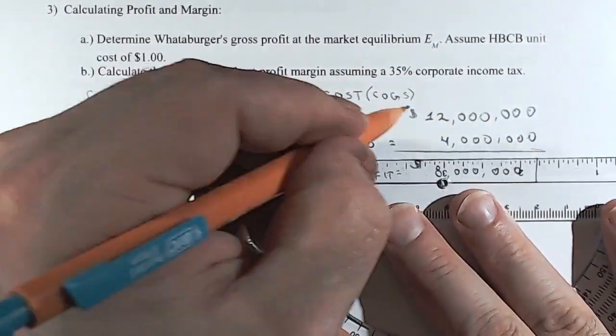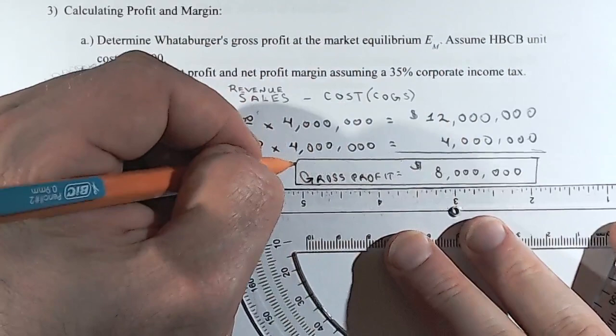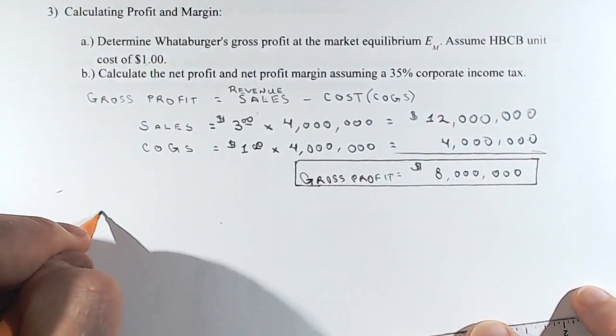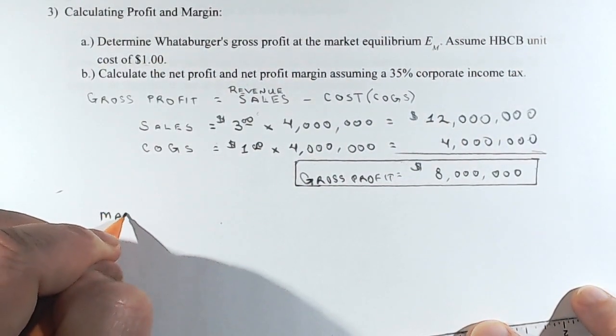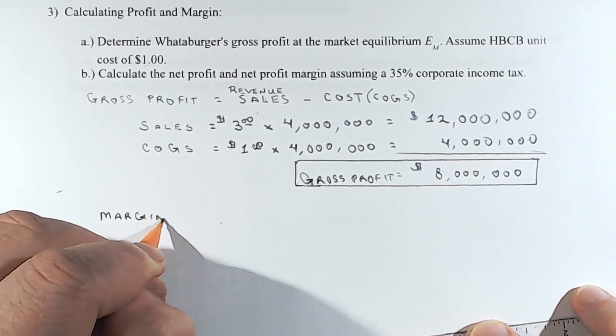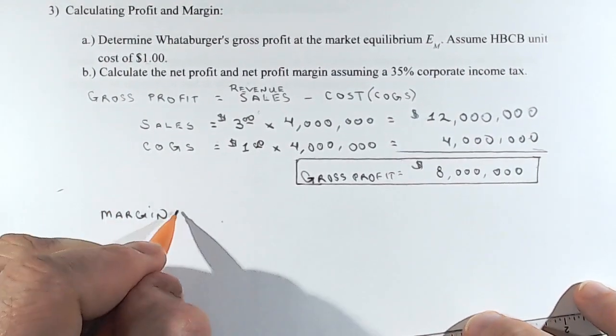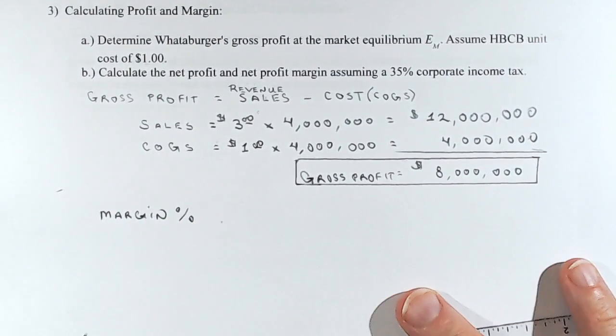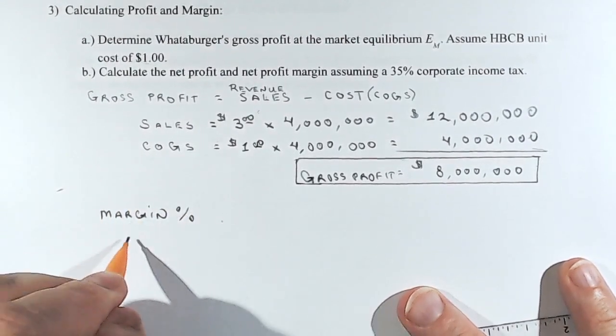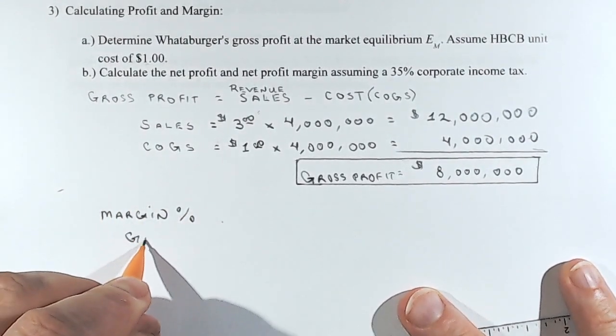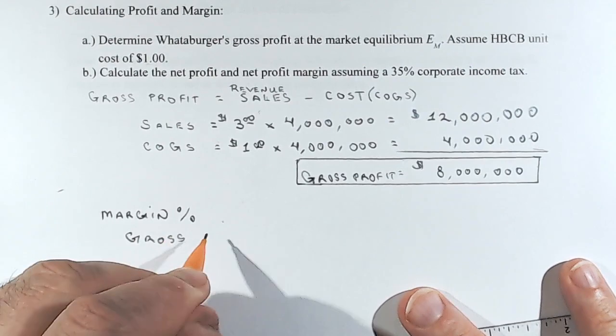Now they ask us to compute the gross profit margin. What is this thing called margin? Margin is a percent. So the way that you compute it for gross profit, this is gross profit margin.